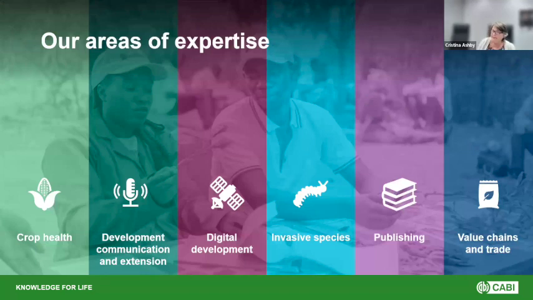So our areas of expertise focus around crop health, development and communication for extension workers, digital development, invasive species, and value chains, and all focused around trying to help smallholder farmers with science-based knowledge about crop health to grow more and lose less of their crops, so that they can improve their incomes and their livelihoods across the world.